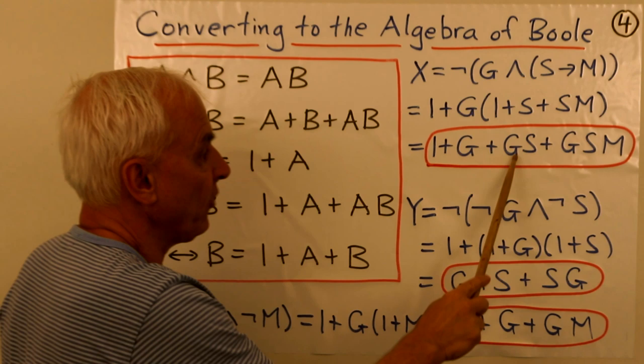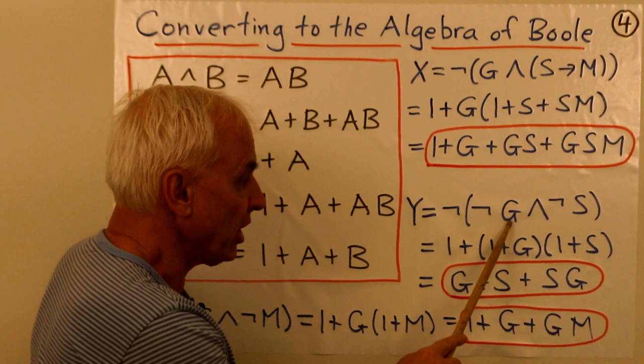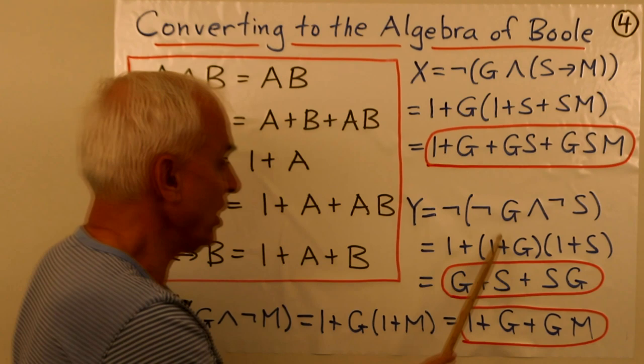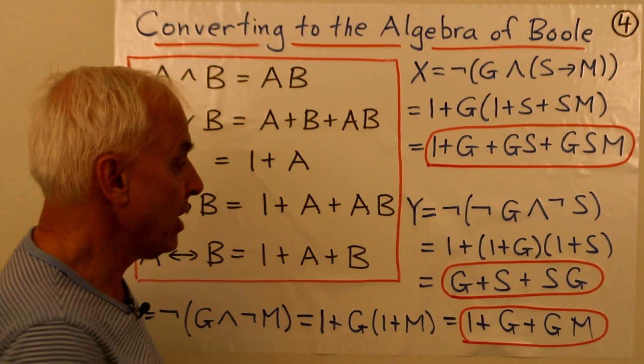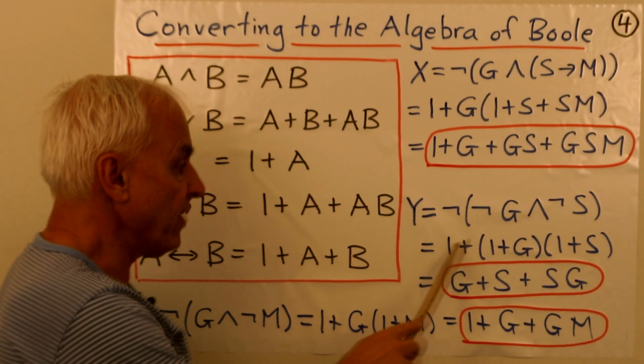Y is not G and not S. The not here is 1 plus. Here, not G is 1 plus G, not S is 1 plus S, and this and means we have to multiply them. So we have 1 plus G times 1 plus S. We expand out, the ones cancel, and we just end up with G plus S plus SG.